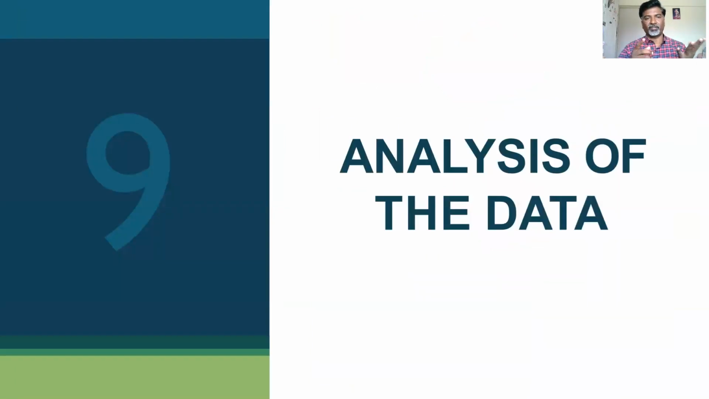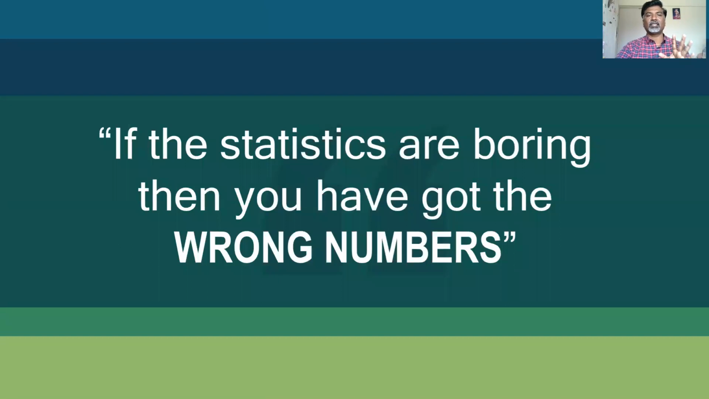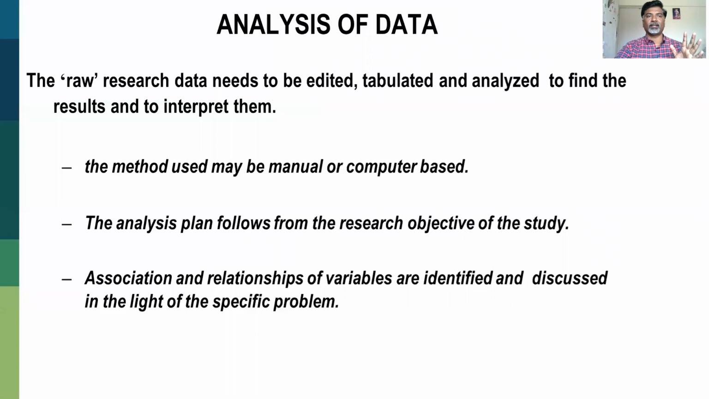The data you have collected using different primary and secondary data collection techniques, you have to analyze using different statistical tools, by creating tables, creating charts, and applying different tests. You have to analyze the data to check whether the expected result is achieved or not. The raw research data need to be edited, tabulated, and analyzed to find the result and interpret them. The method used may be manual or computer based.